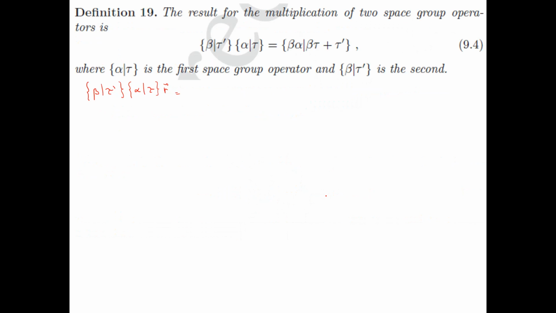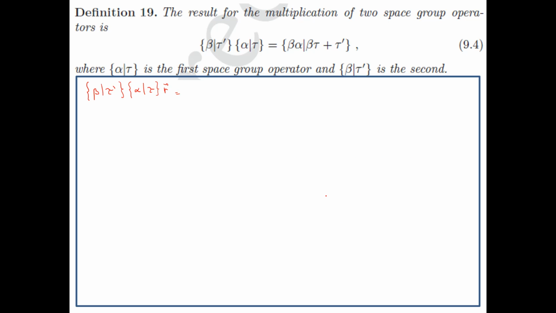So the result of that, when I apply the first operation first, I have beta tau prime, and then another vector, which is matrix alpha times R plus tau.